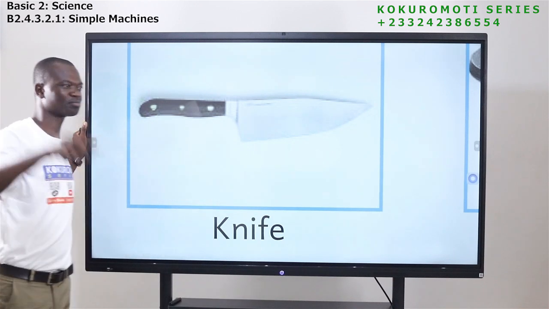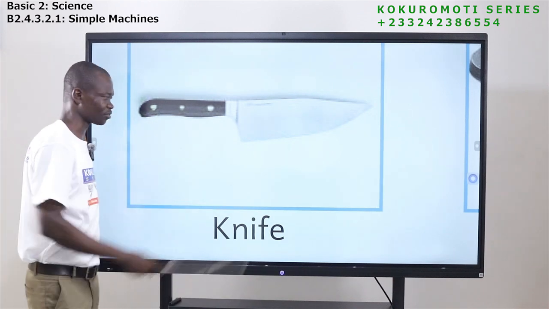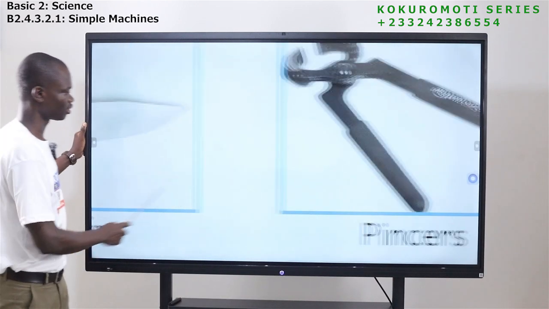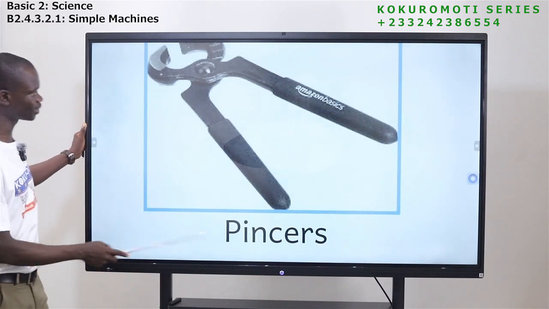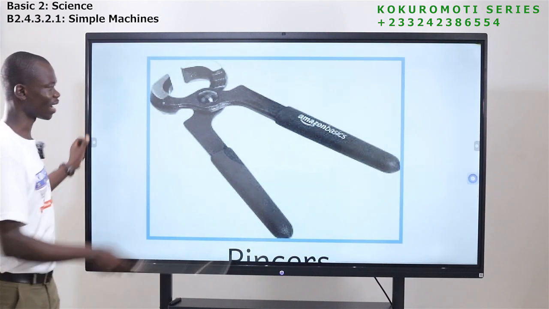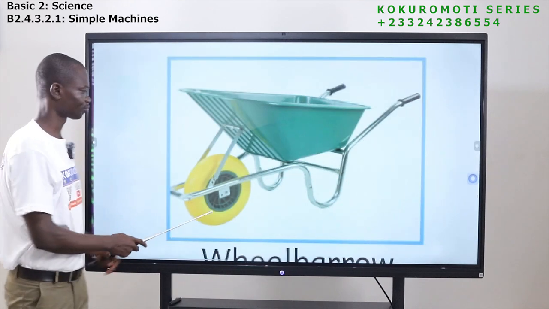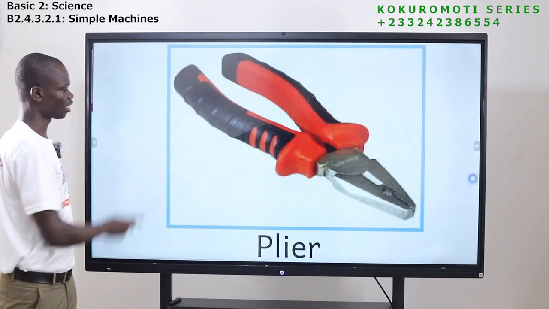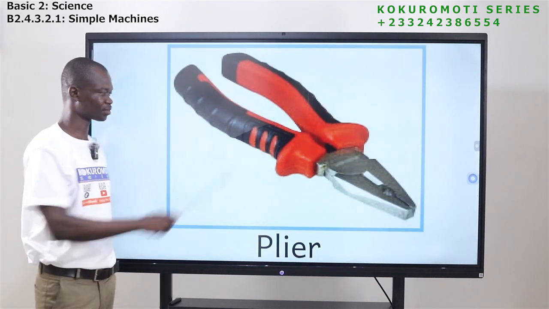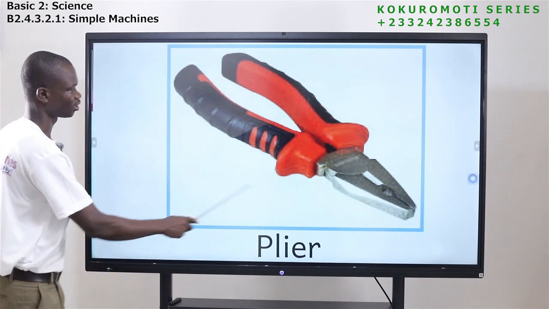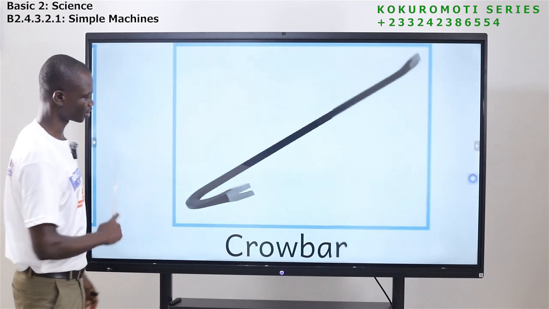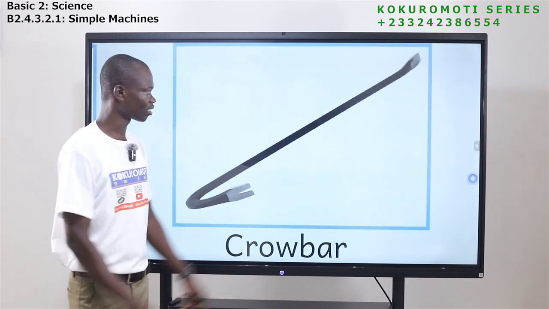Those who have been slicing bread, they use a bread knife. So that is knife for you. We have pincers. This one too is used by carpenters. Now we have plier here. This is plier. Another simple machine is crowbar.